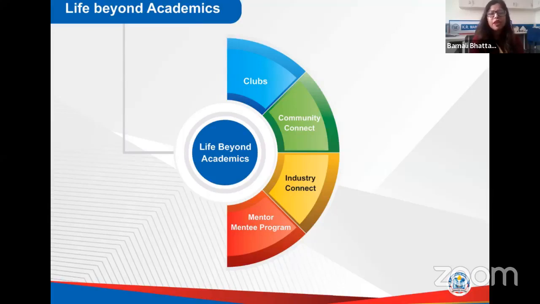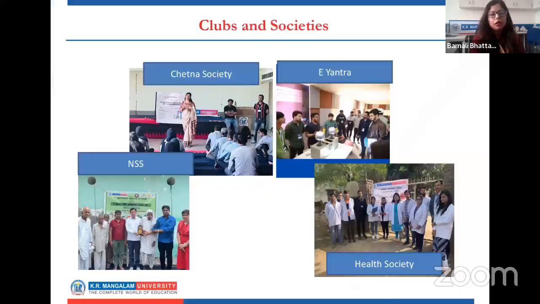Apart from that, we have various clubs. To name a few, we have the Chetna Society, which deals with skills and helps in enhancing life skills like yoga and meditation. We have E-Yantras, which we have already mentioned. We have the NSS group, eco clubs, cultural clubs, health societies, and literary clubs. These are the various clubs and societies present in the university, which help in the overall growth and development of the student.